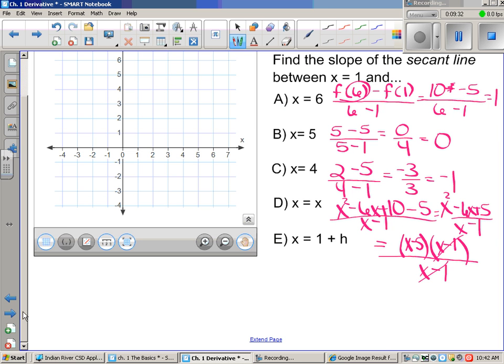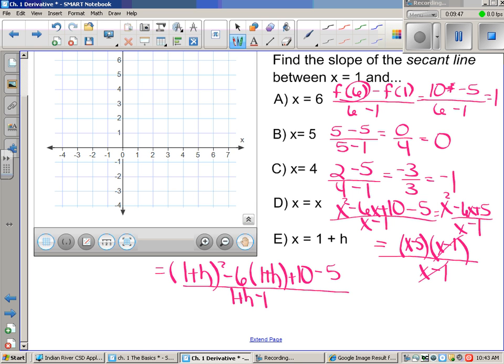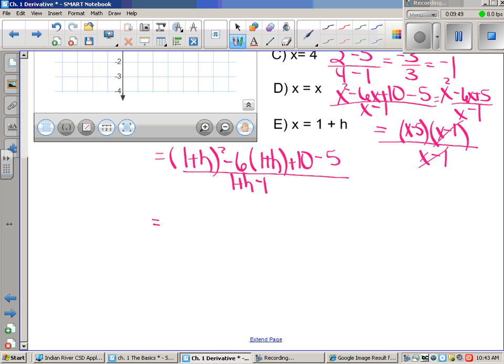Okay, and last but not least is the 1 plus h. 1 plus h, of course, forces me to do the 1 plus h squared minus 6 times 1 plus h plus 10 minus that 5 still over 1 plus h minus 1. Okay, let's multiply that guy out.